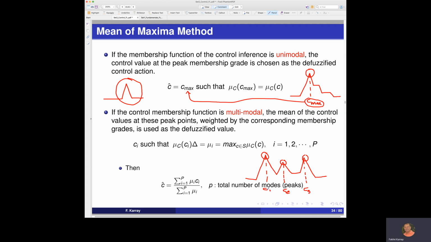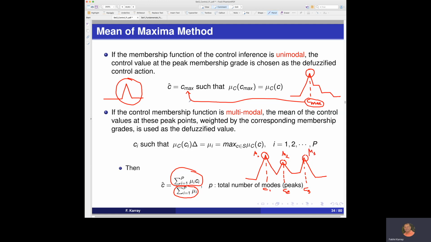So we multiply C1 by the maximum value corresponding to C1, then plus C2 times the maximum value where C2 occurs, then plus C3 times the maximum where it's occurring. So this is the summation here, and then we divide this value by the sum of where these membership functions have taken place. So it's mu1 here, this is mu2, and this is mu3.